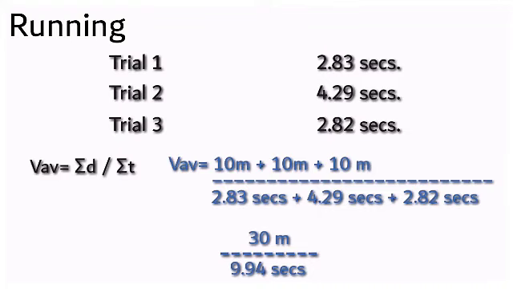The average speed is 3.0181 meters per second.